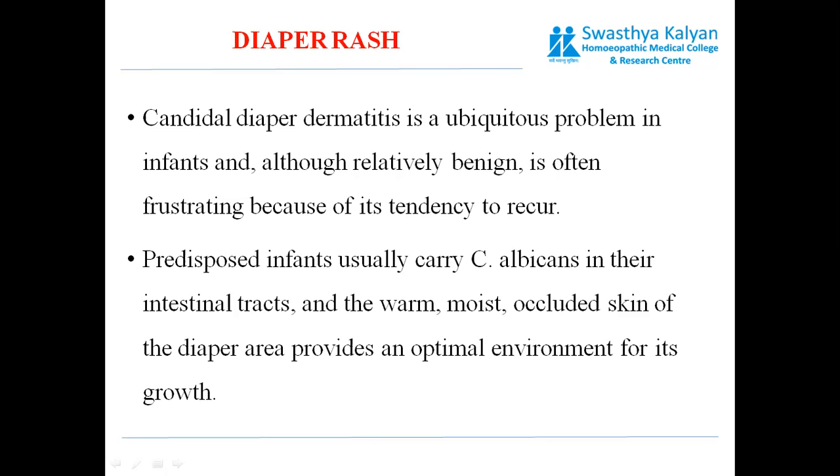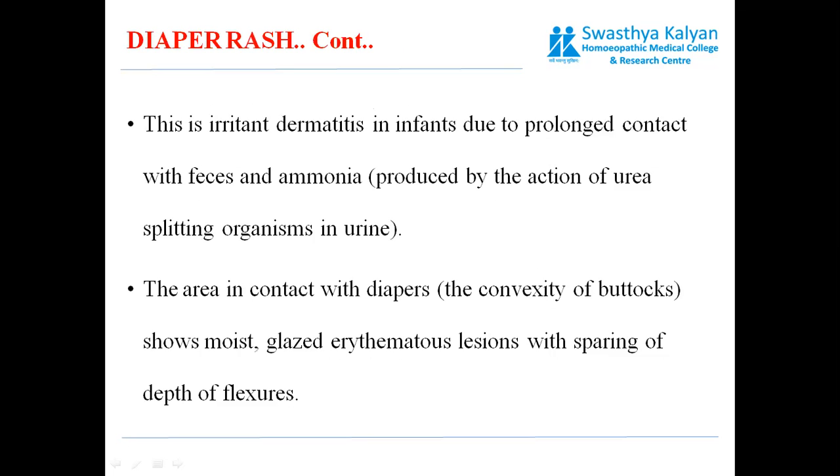And infants who are predisposed usually carry Candida albicans in the intestinal tract and that warm, moist skin of the diaper area provides an appropriate environment for the growth of Candida albicans. This is irritant dermatitis also in infants due to prolonged contact with the feces and ammonia produced by the action of urea splitting organisms in the urine.